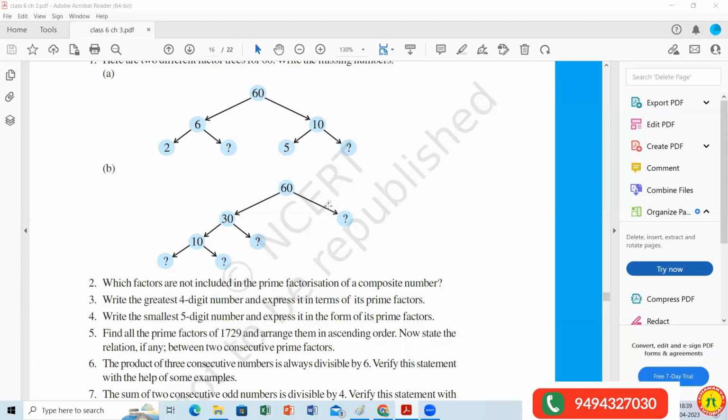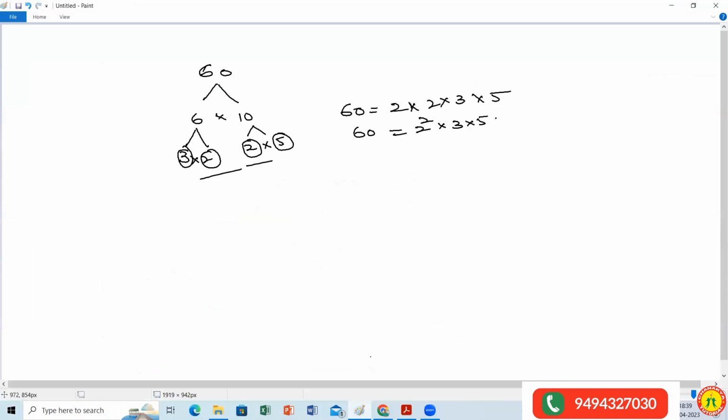That's more important. Now, the third bit is: write the greatest 4-digit number and express it in terms of prime factors. Now, the question to Ashwath. Ashwath, what is the greatest 4-digit number? Ma'am, 9,999. Can you express it as a product of prime factors? Which is the least prime number which exactly divides it?